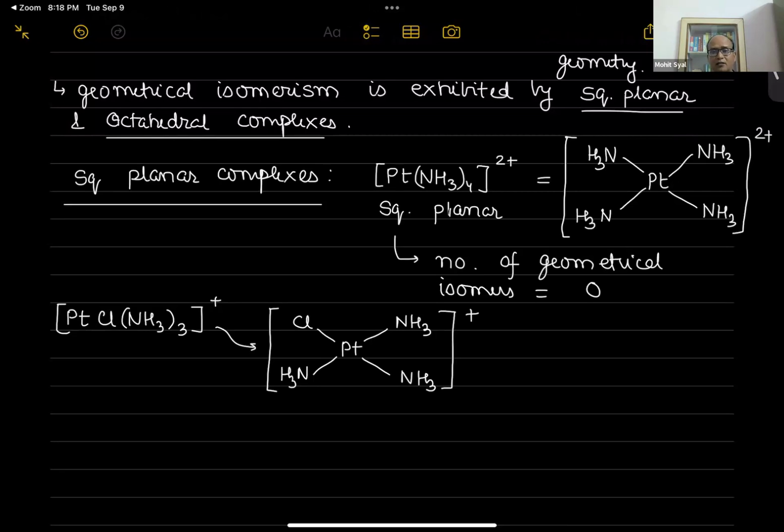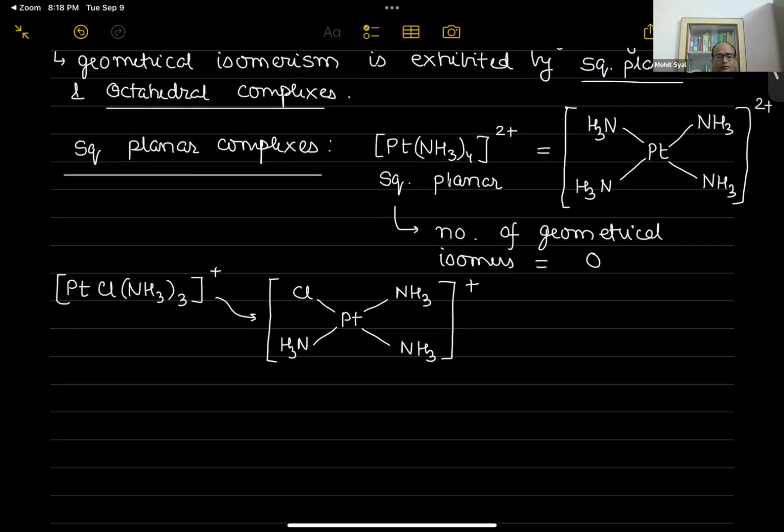So if I interchange the position of Cl and NH3, is it going to exhibit a geometrical form, a new geometrical isomer? If it is going to exhibit a new geometrical isomer, then I should say that it will show geometrical isomers. Otherwise, I should say that it is not going to show the geometrical isomer. So what do you feel?